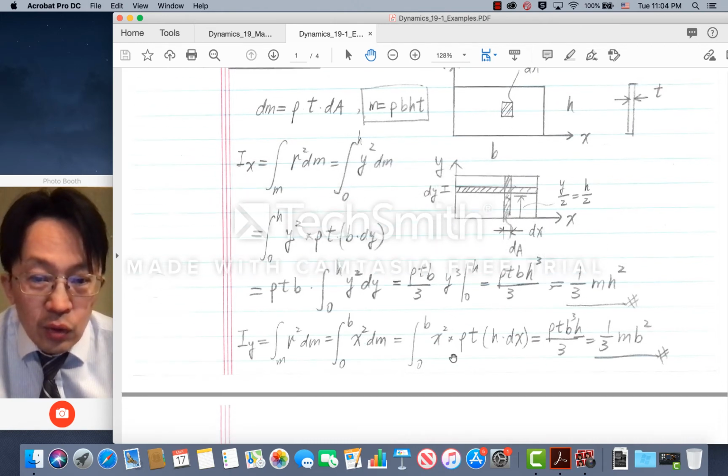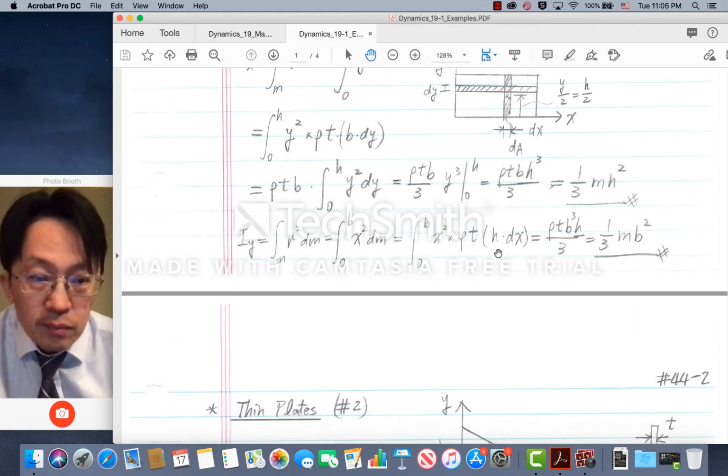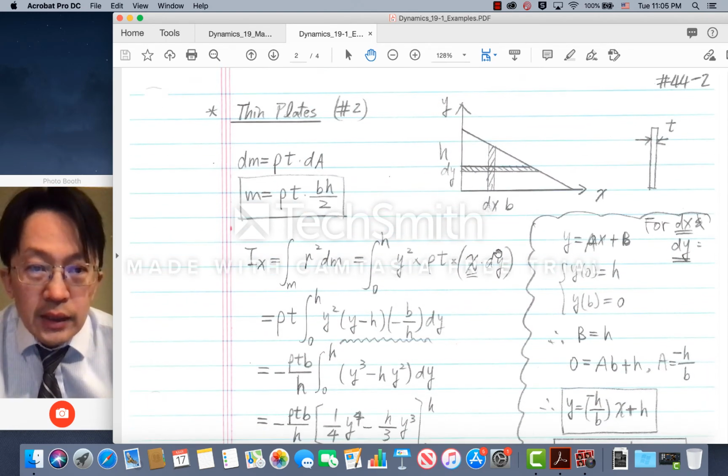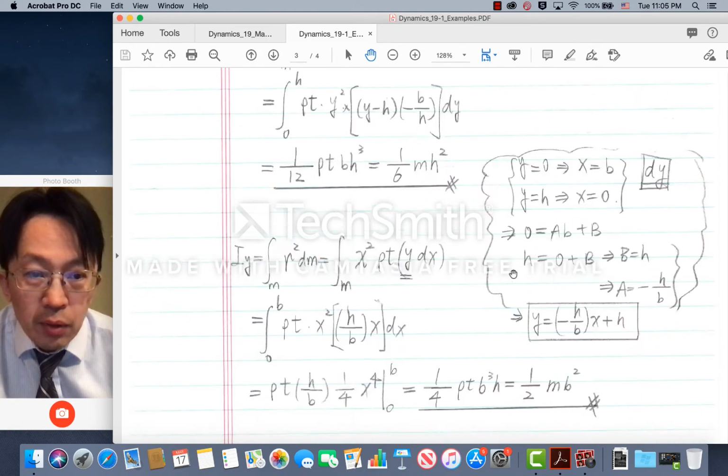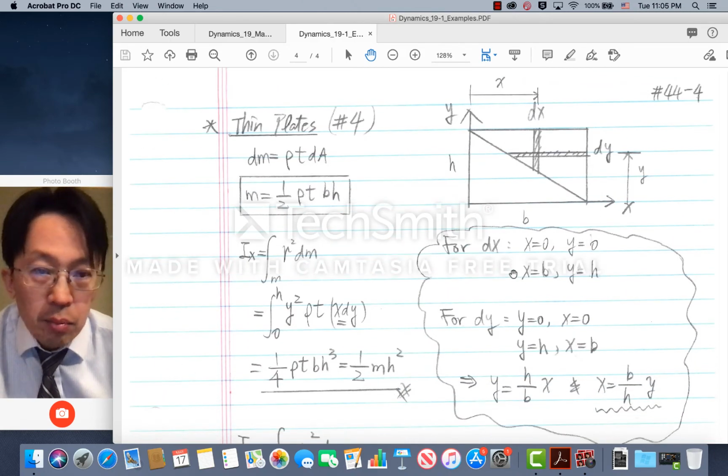Similarly, you can also use the same parallel axis theorem to find out the Igy by relating 1/3 of m b squared equal to Igy plus md squared. But just keep in mind that in this case, the distance d is not h over 2, but it's the distance from the center of gravity to the y-axis, which is b over 2. The same approach can be applied for finding the mass moment of inertia at the center of gravity for this triangular plate, as well as this triangular plate.